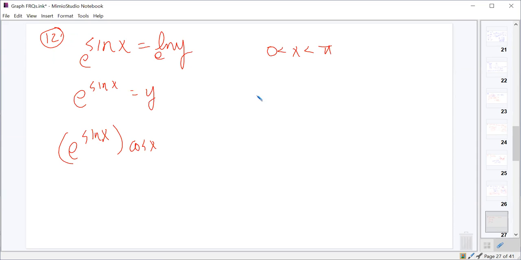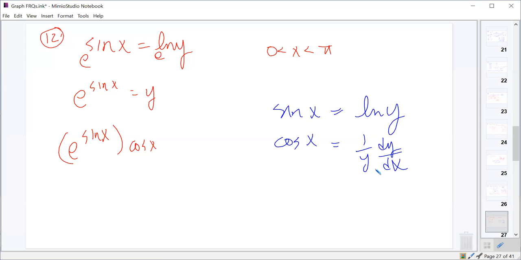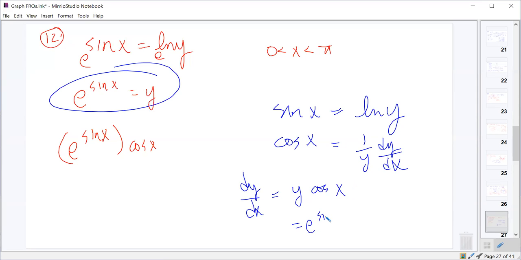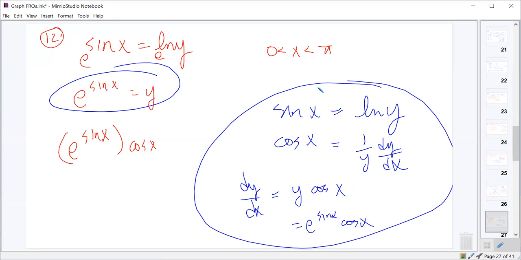The other option is we could have started, in a different color since I'm going to do it slightly differently, we could have said sine x equals ln y, and we could have just taken the derivative with respect to x on both sides. So 1 over y times dy dx, which would then give us dy dx equals y cosine x. And then you'd have to go in and replace the y with e to the sine x. The implicit way, or solve for y initially and then get the same value. Everybody good there with 12? Any questions on 12?